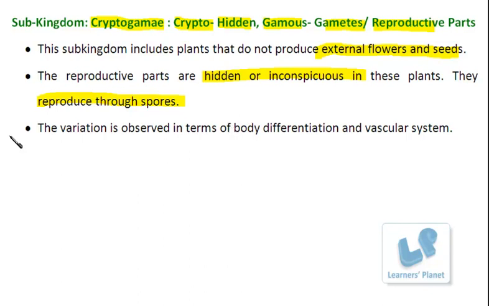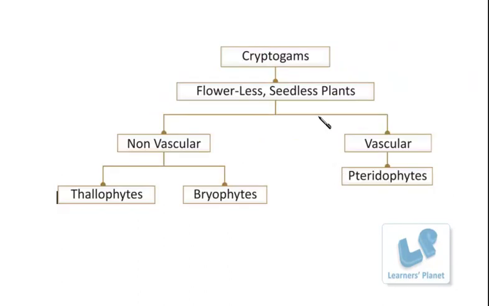Now this is clear that initially the plants are classified on the basis of their hidden reproductive parts or the exposed reproductive parts, right? In the cryptogams, the further subclassification is done in terms of body differentiation and the vascular system. So I can show you one flowchart just to remind you of the divisions which come under this category.